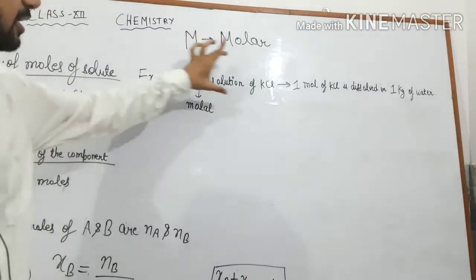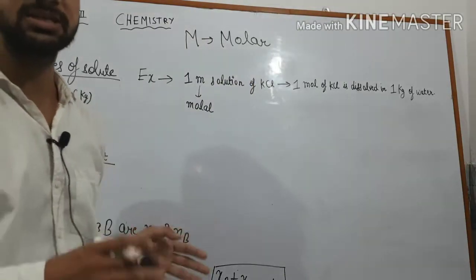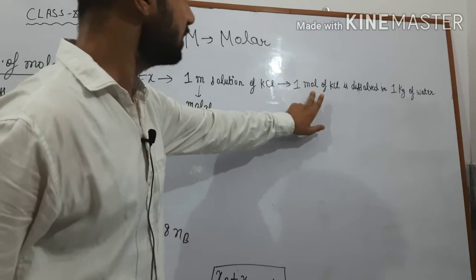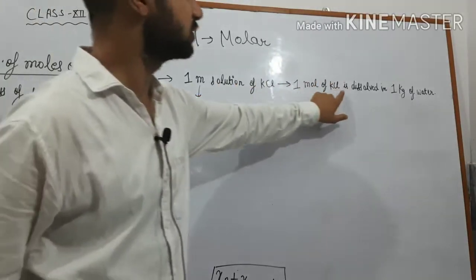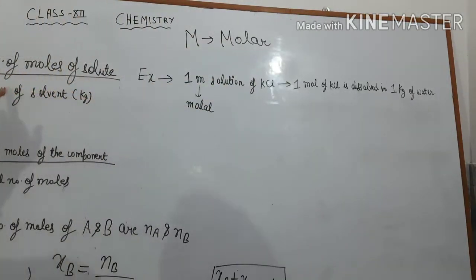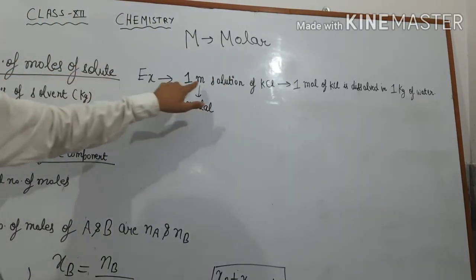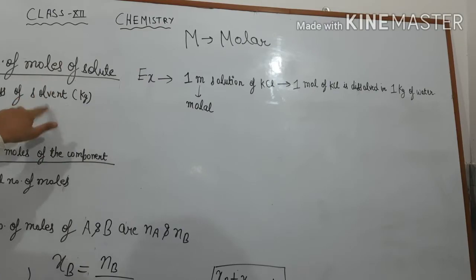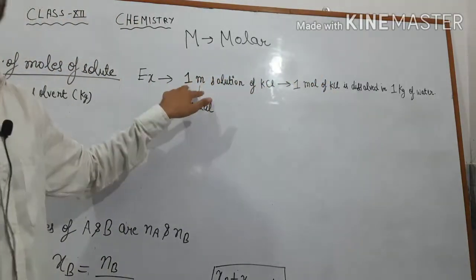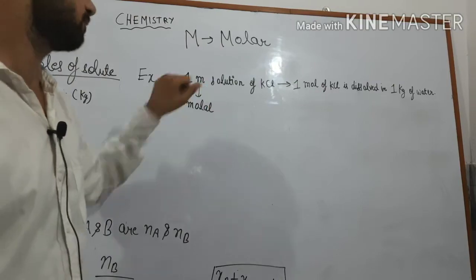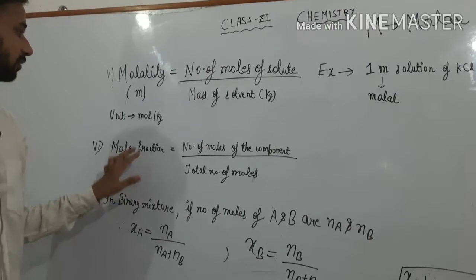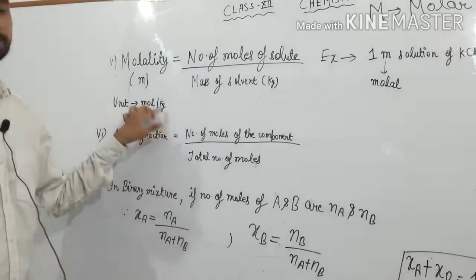If there is such a statement written, what will you interpret from it? That 1 mole of KCl is dissolved in 1 kg of water. You know the formula is number of moles of solute, so in 1 kg of water there is 1 mole of KCl, because the molality is 1. Its unit is mole per kg.